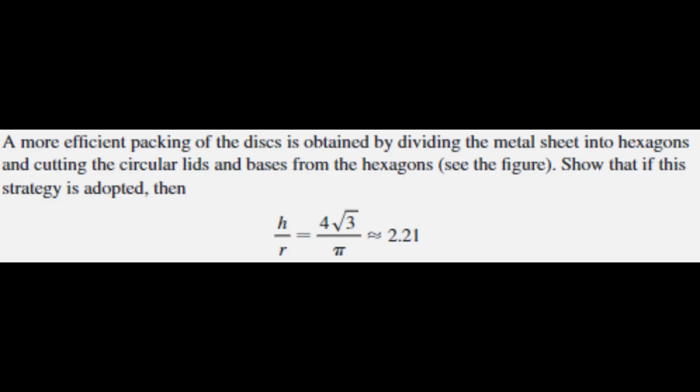Question number 2 says a more efficient packing of the discs is obtained by dividing the metal sheet into hexagons and cutting the circular lids and bases from the hexagons. They're asking us to show that if this strategy is adopted, then h over r equals 4 times the square root of 3 over pi, which is approximately 2.21.